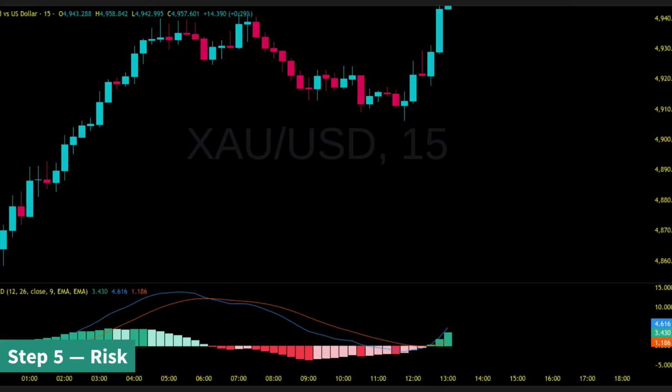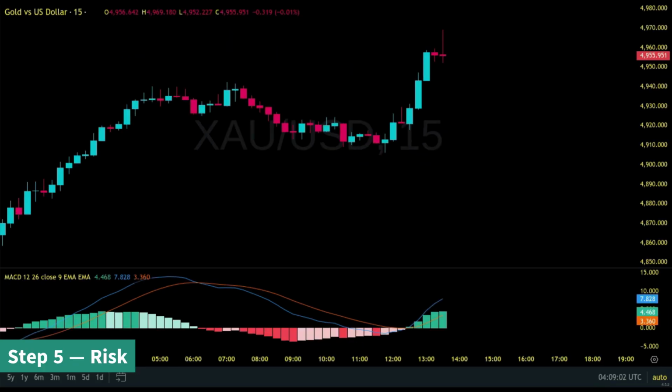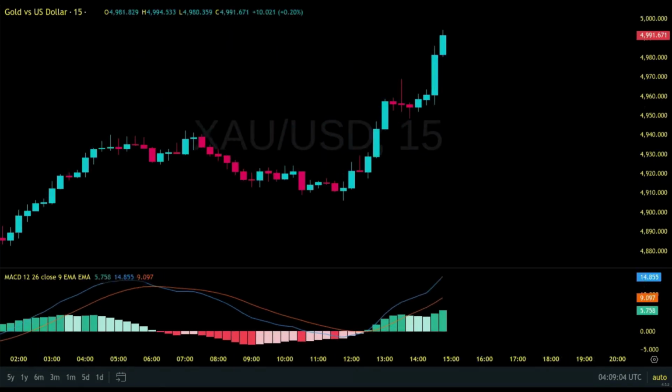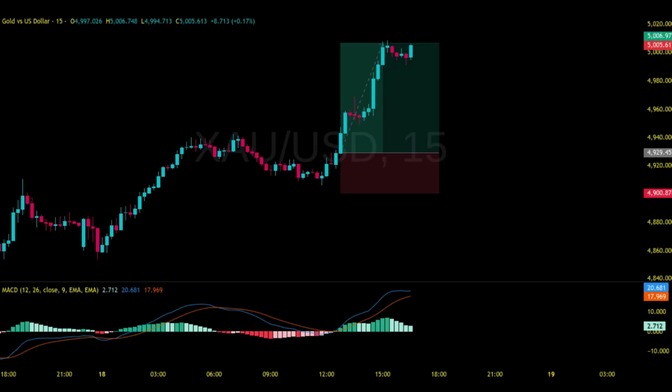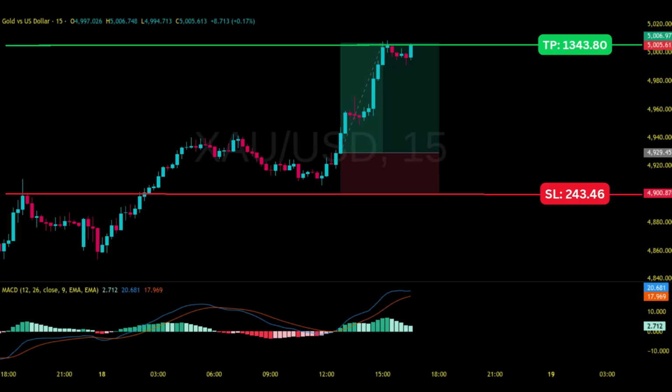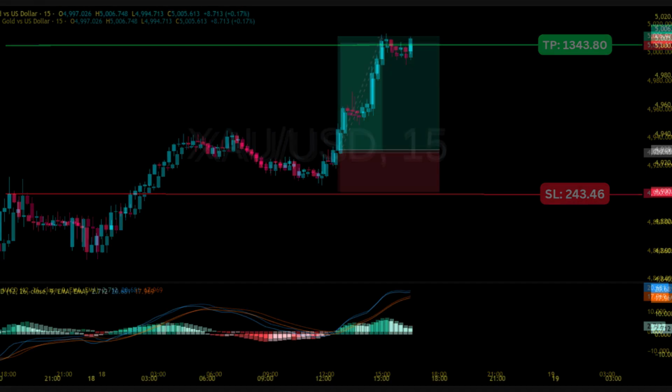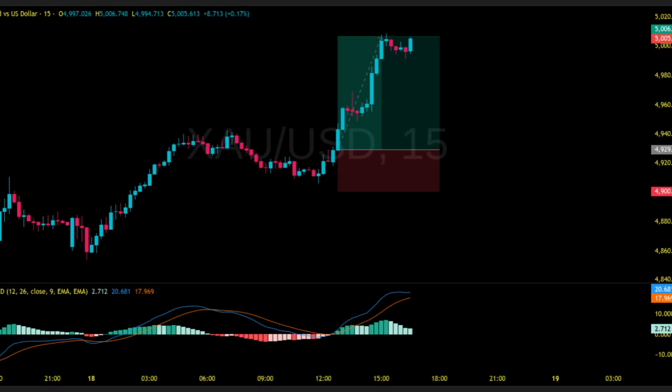Step 5, risk. Stop loss below structure. If you don't understand structure correctly, watch the next video at the end. Now your take profit target must be the next high, or a 1:2 or 1:3 risk to reward ratio. Remember, MACD is not entry. MACD is confirmation.